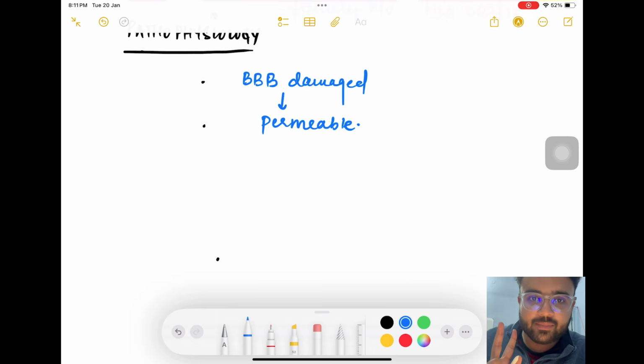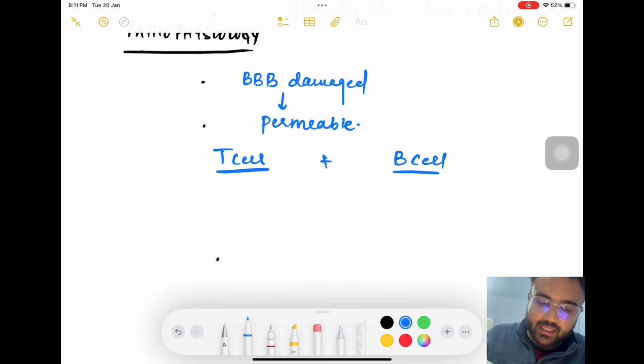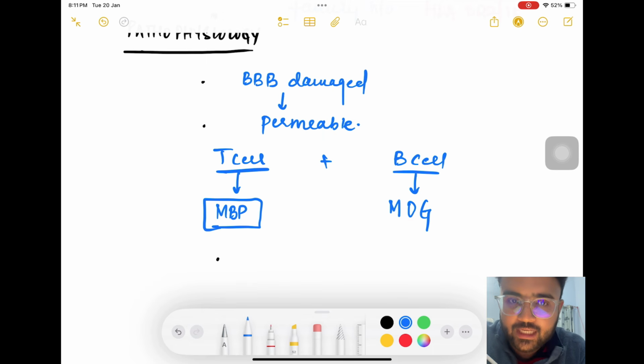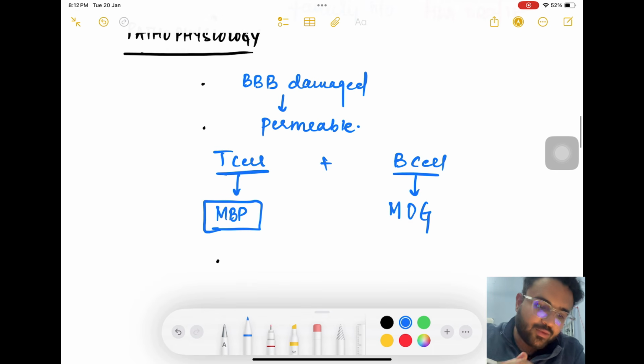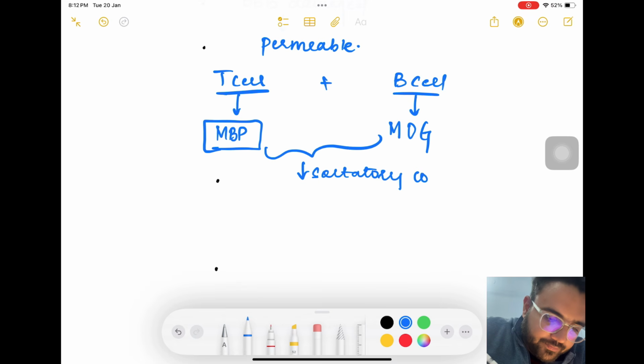Damage is mainly by two: one is T cell mediated damage and there is B cell mediated damage also. T cells target MBP, that is myelin basic protein. B cells are associated with damage to myelin oligodendrocyte glycoprotein, MOG. Both of these lead to a decrease in saltatory conduction.